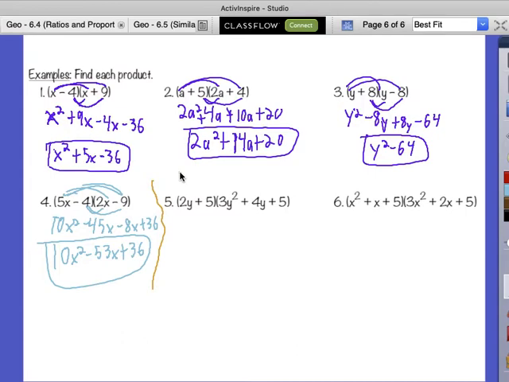On number 5, this one's a little weird. Presley, what did you do? How'd you get 8y to the second? So Presley took the first thing in the first parenthesis times everything in the second parenthesis. So even though we had 3 things in the second parenthesis, she still did the first times everything in the second. Presley, what did you do next?